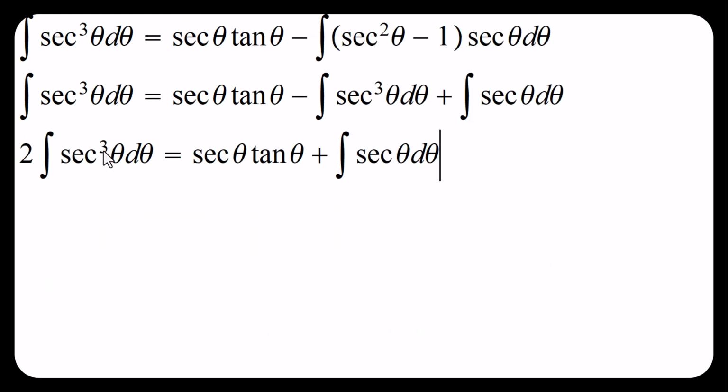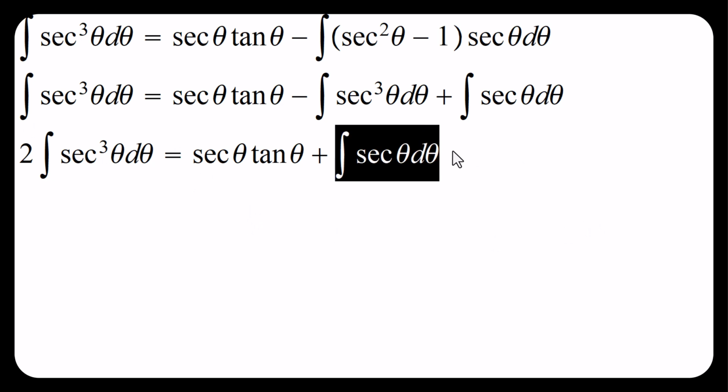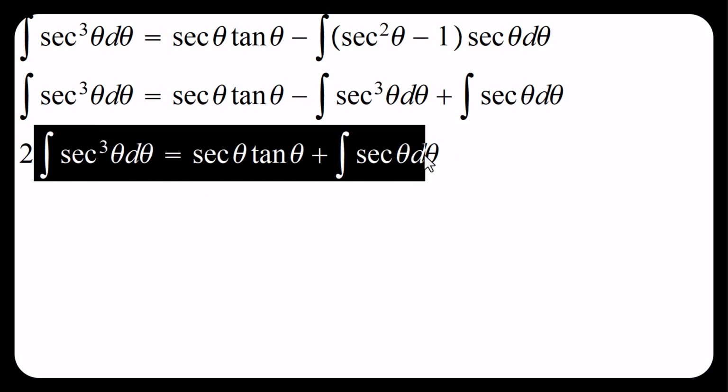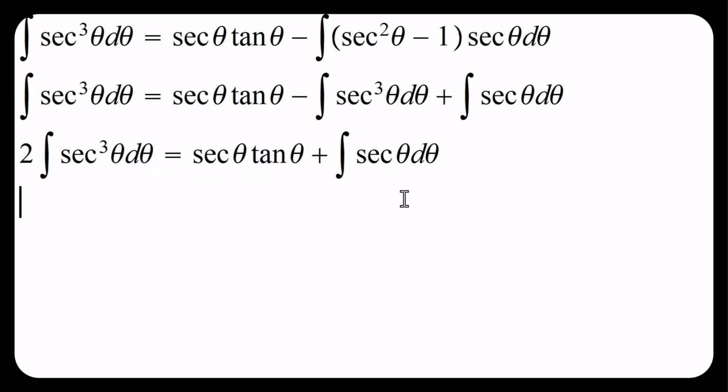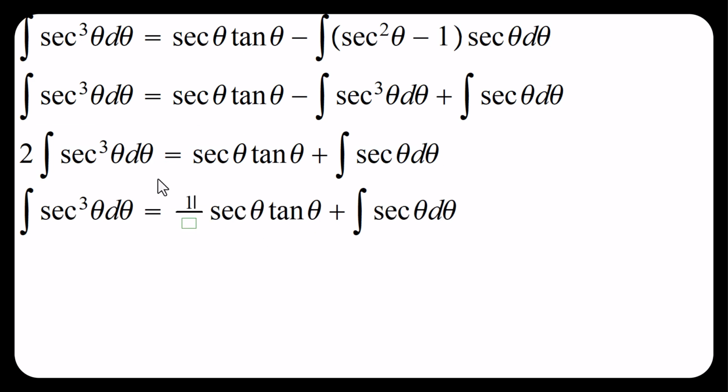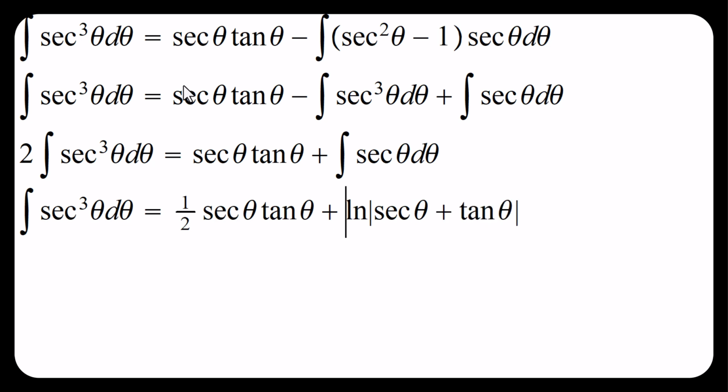Okay, and then if we divide by 2, we get the integral. And how much is this integral? This integral is very familiar to us, right? First of all we have a 1/2 here, and you know secant theta, the antiderivative is natural log of secant theta plus tangent theta, and then we have a 1/2 here.